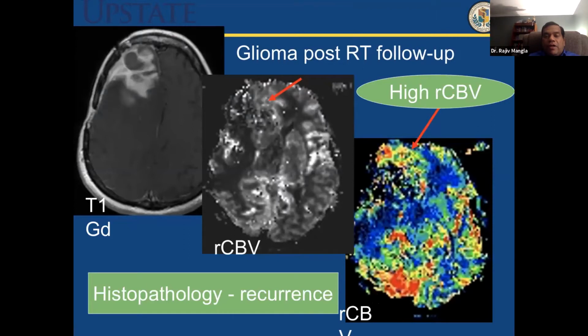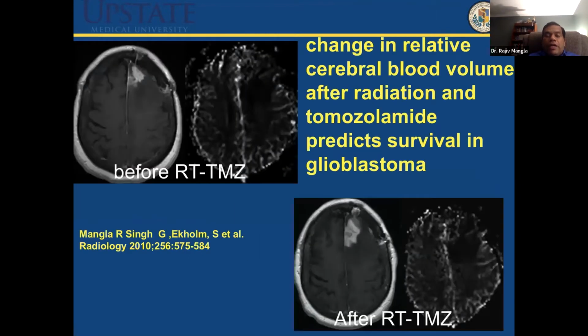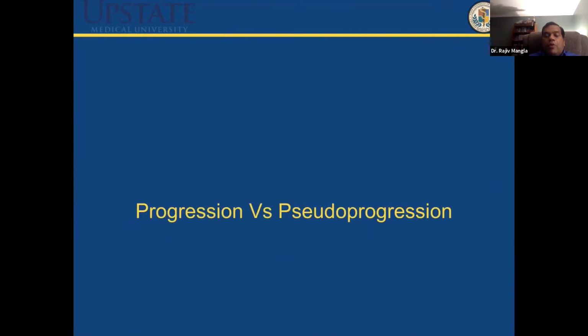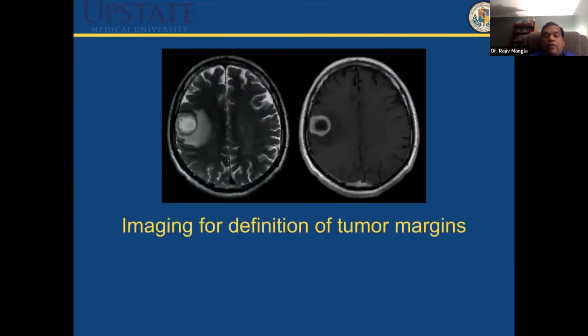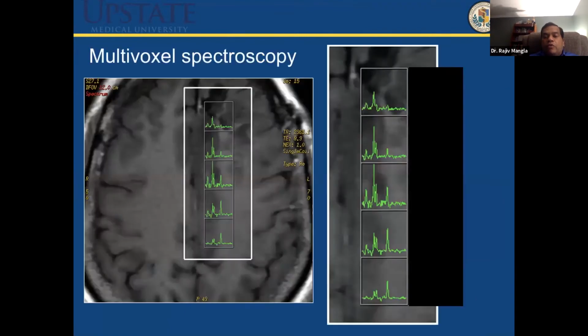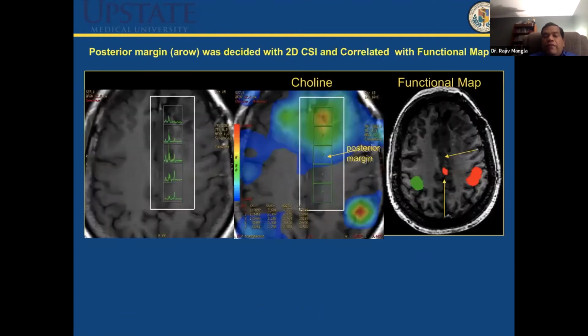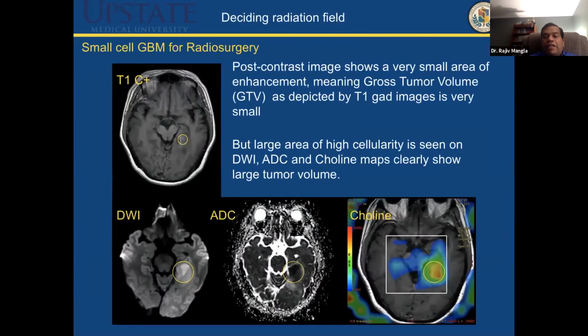I have tried to show that we can differentiate between progression as well as pseudoprogression these days, as we know, with the radiation and temozolomide. And we can define tumor margins better when we do spectroscopy, and we can differentiate between the edema and the infiltrative margins. And so we can plan radiation better nowadays.